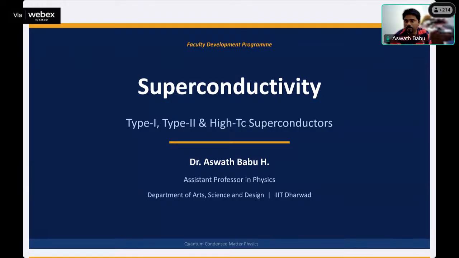Oh, great. Padmavati ma'am says everything is fine. Okay, so as I was asked to discuss superconductivity and spin qubits for today, right? Okay, so here, just a minute.